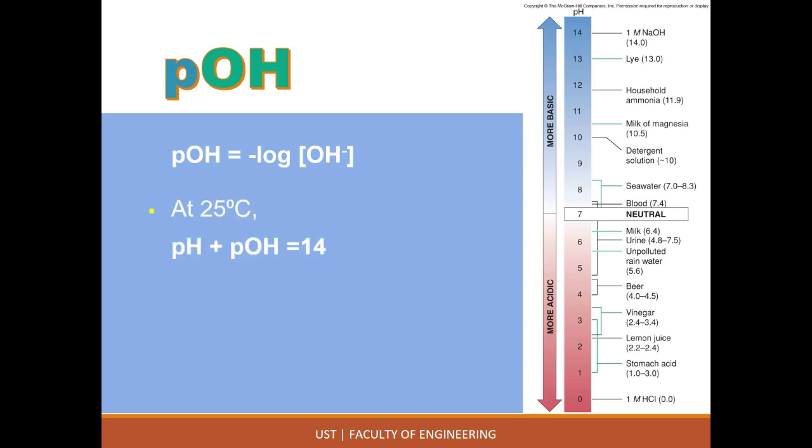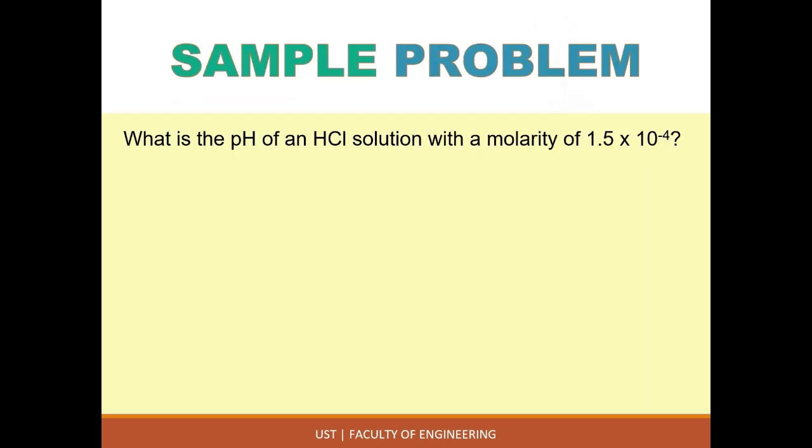In relation to pH, pOH when added to the solution's pH is equal to 14, which means that at low pH, where the concentration of H plus is high, the concentration of OH minus is low. Therefore, the solution is acidic.